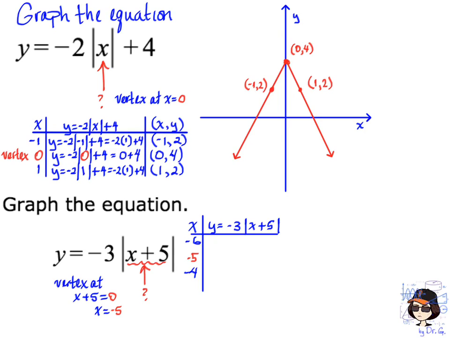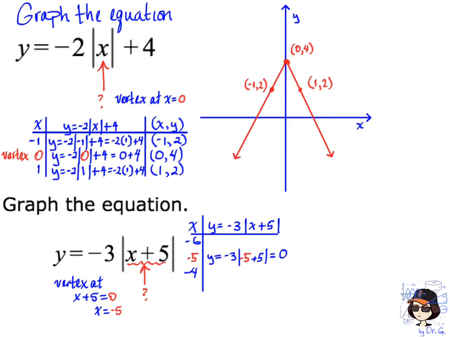So let's plug in -5 to get the y-coordinate. We get y equals -3 times the absolute value of -5 plus 5. And remember, we knew that the inside of the absolute value was going to be 0. So we have -3 times the absolute value of 0. Well, that's just -3 times 0. So that y-coordinate is just 0.